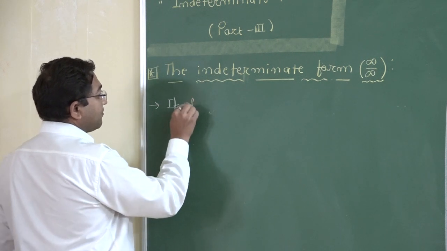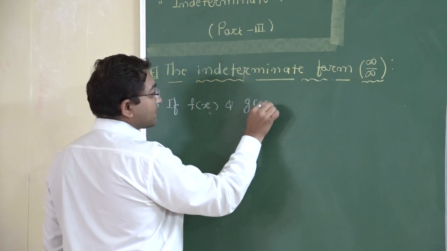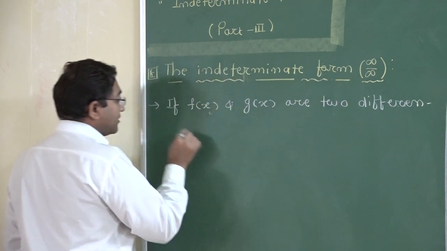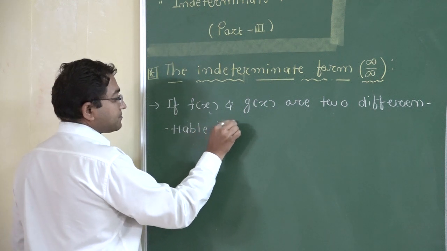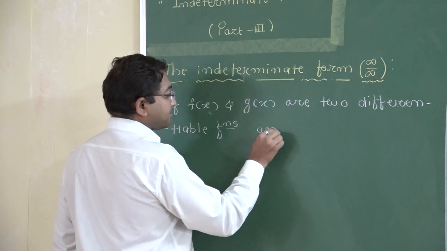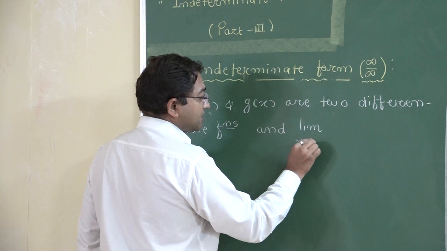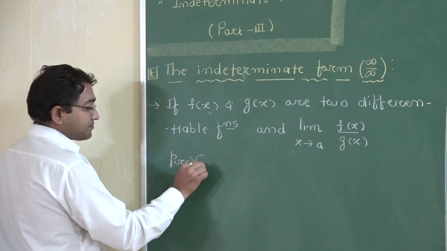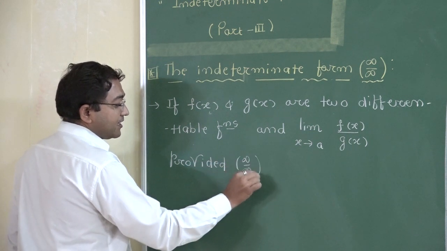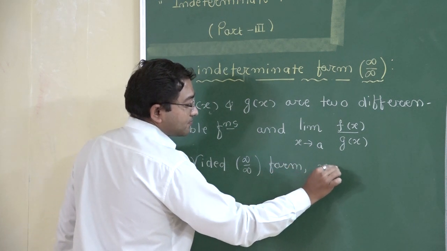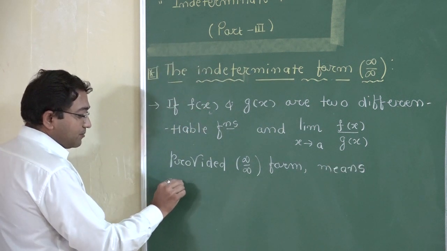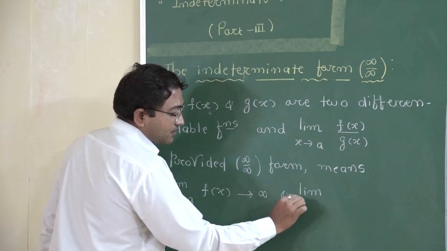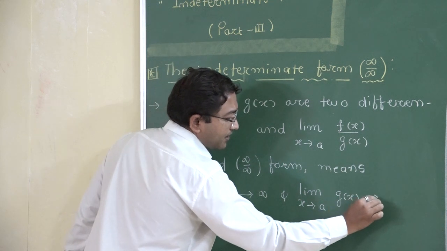If f of x and g of x are two differentiable functions and limit x tends to a, f of x upon g of x is provided, the infinite by infinite form means limit x tends to a f of x tends to infinite and limit x tends to a g of x tends to infinite.